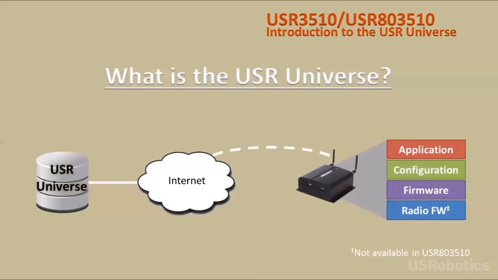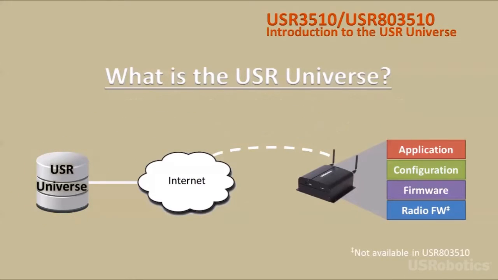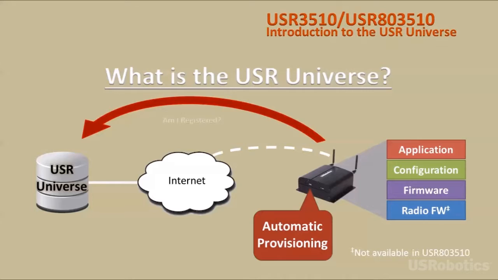So what is the USR Universe? The USR Universe provisioning server is a free online platform for delivering over-the-air updates to one or more US Robotics cellular gateways. A US Robotics cellular gateway that has automatic provisioning enabled and also has cellular connectivity to the Internet will contact the USR Universe at power-up or after a reboot, and then periodically, to check if it's been registered with the USR Universe.